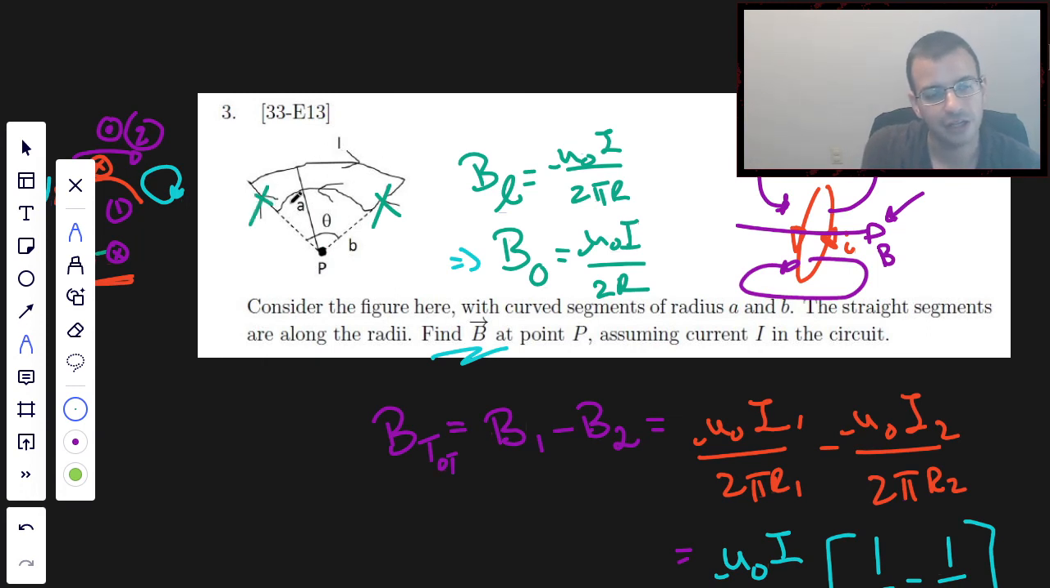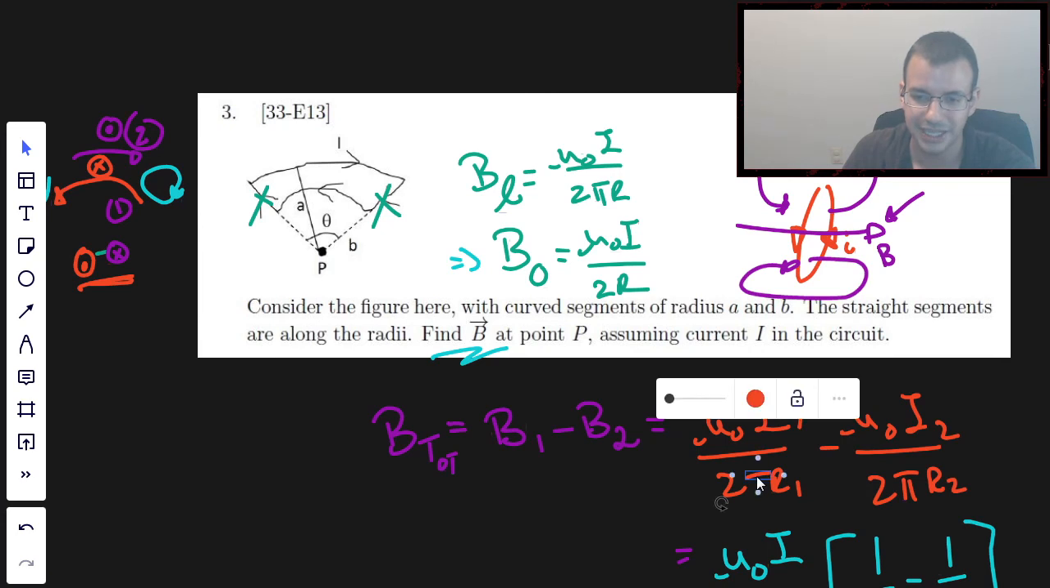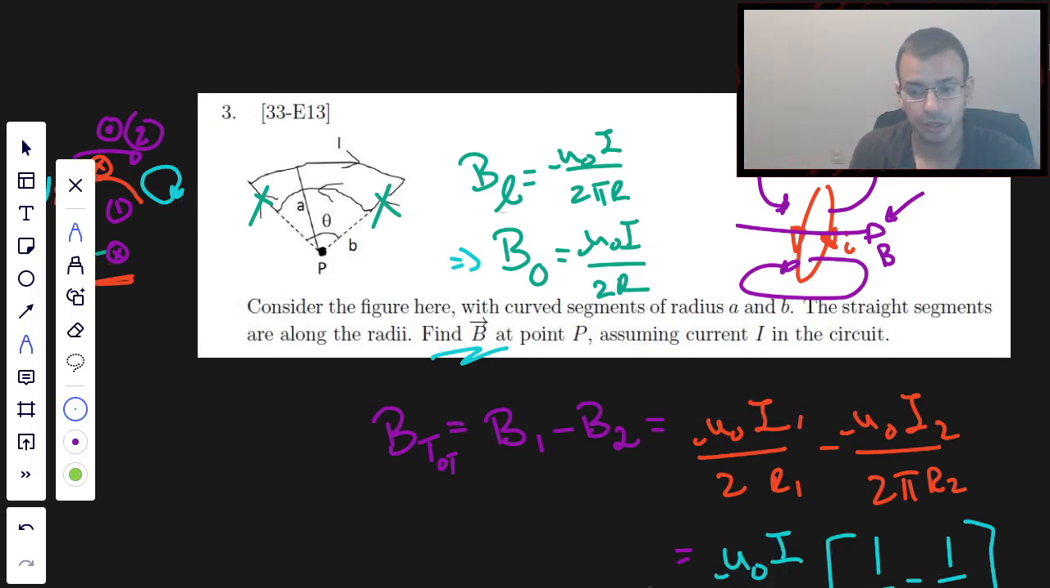And then for the arcs, we're going to use mu naught I over 2r. Oh, I forgot, I put the pi in. How silly of me. I even warned against that. For shame. So we're going to use the formula mu naught I over 2r.